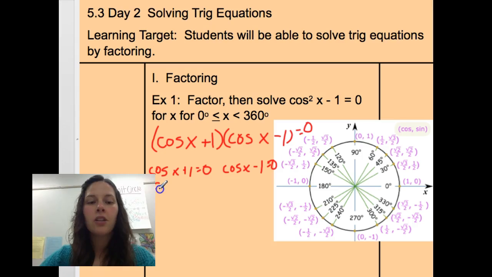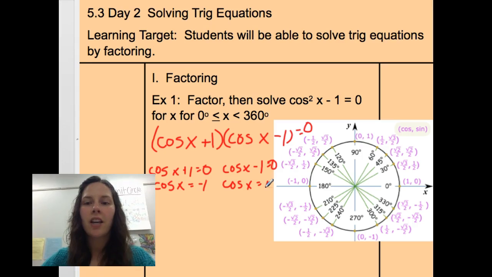So solving those equations, we're going to be looking for where the cosine equals negative 1 and where cosine equals positive 1. To do that, we're going to remember that cosine is our x value. So our x value is positive 1 over at 0 degrees and negative 1 over at 180 degrees. So here x equals 0 degrees at the positive 1 and x equals 180 degrees at the negative 1.